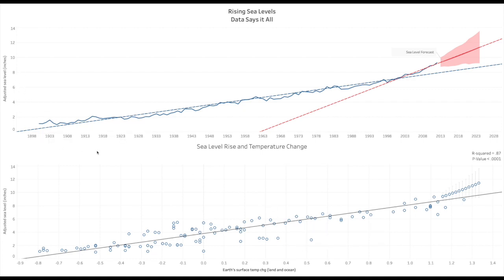We're looking at adjusted sea level over time. And this is just a trend over time. You can see it going out. But there's an inflection point in the early 2000s. We're seeing that the sea level forecast is projected to move to a higher plane. On the bottom of the chart, we see sea level rise and temperature change. Again, the adjusted sea level relative to the Earth's surface change. And we see a strong relationship. The forecast, as shown in the above trend, is increasing at a very, very high, fast rate.